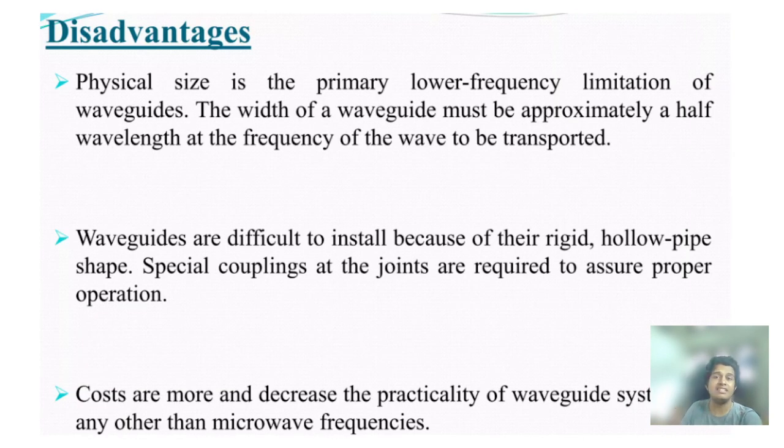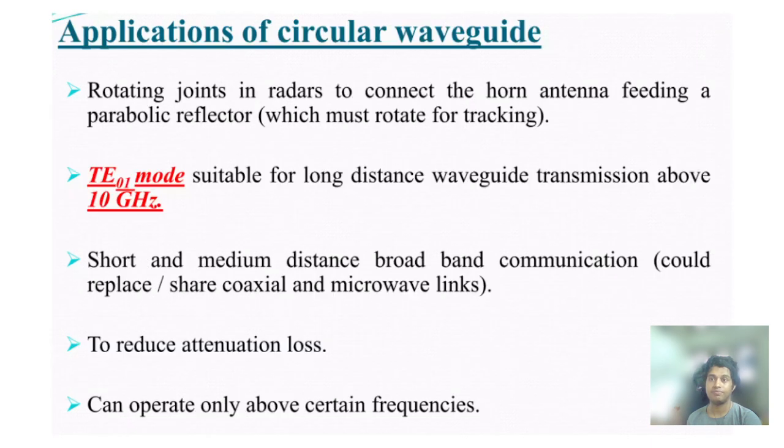Disadvantages. The physical size is primarily the low frequency limitation of waveguides. The width of the waveguide must be approximately half a wavelength at the frequency to be transported. Waveguides are difficult to install because of their rigid hollow pipe shape, and special couplings at the joints are required to ensure proper operation. Costs are higher, which decreases the practicality of waveguide systems at any frequencies other than microwave frequencies.